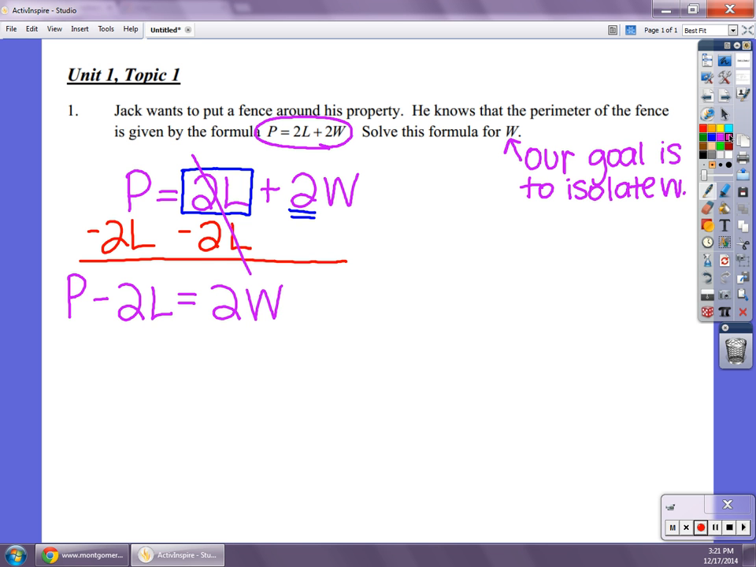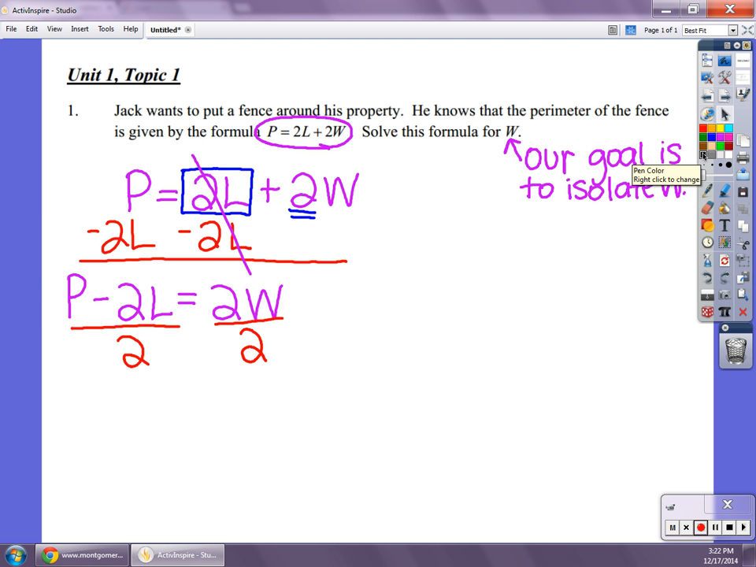Hopefully we see that 2W is multiplication. So we need to do the opposite of that in order to get rid of that 2 and get it to the other side of our equation. So I'm going to use the division property of equality, and I'm going to divide both sides of our equation by 2. Now notice on the left side of the equation, we have divided that entire side. Our entire side here is being divided by 2.